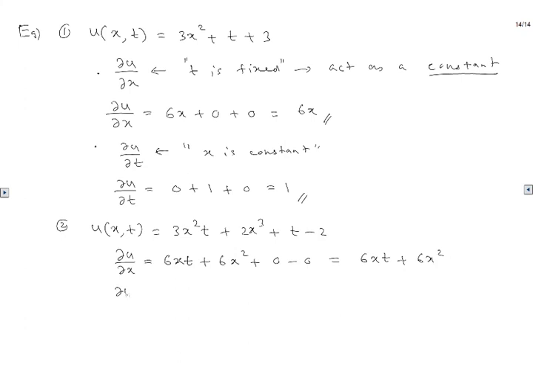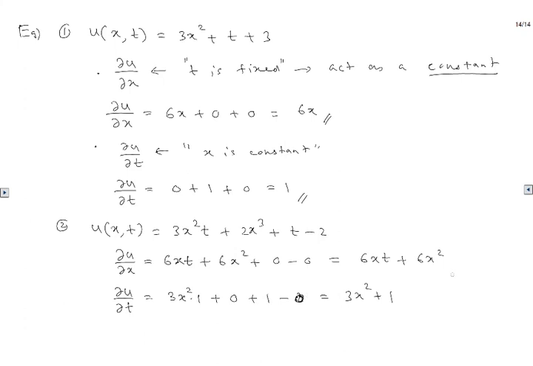How about ∂u/∂t? Now x is a constant. So we get 3x squared, the derivative of t is 1, okay, so you can write 1 if you want. And then 2x cubed, x is a constant, so 0. t is 1, minus 2 is 0. So that means you're going to get 3x squared plus 1. So those two are the partial derivatives.